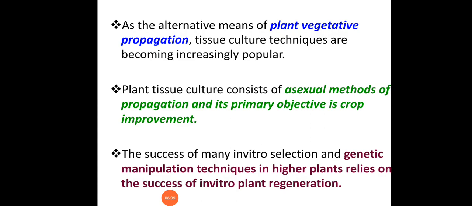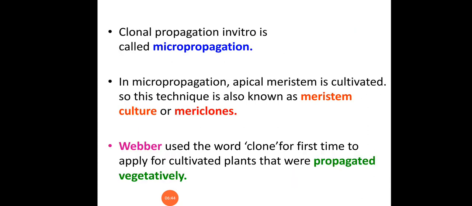As an alternative to plant vegetative propagation, tissue culture techniques are becoming increasingly popular. Plant tissue culture consists of asexual methods of propagation and its primary objective is crop improvement. The success of many in vitro selection and genetic manipulation techniques in higher plants relies on the success of in vitro plant regeneration. Clonal propagation in vitro is otherwise called micropropagation. In micropropagation, the apical meristem is cultivated, so this culture is also known as meristem culture or mericlones.